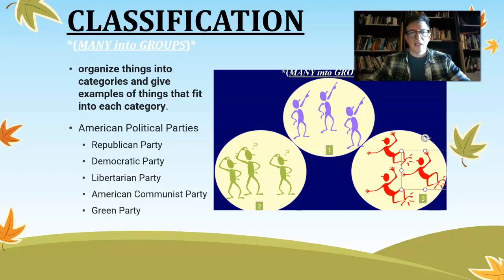There's the Republican Party, there's the Democrat Party, there's the Libertarian Party, there's the American Communist Party, there's the Green Party. These are all different political parties in America that people can join and vote. Okay. These are the 5 active.